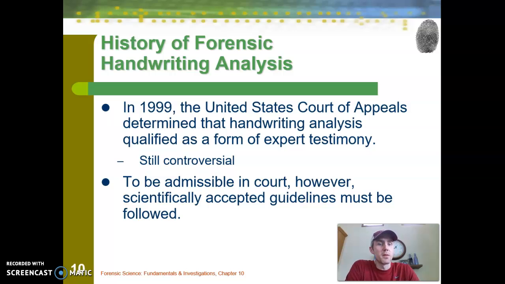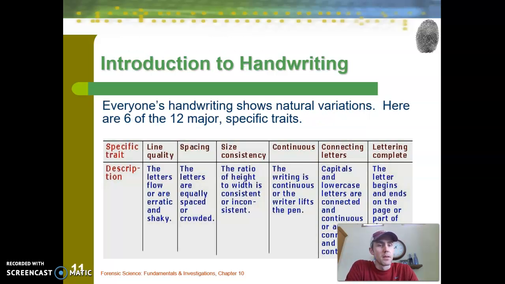In the United States, you can use handwriting as expert testimony, although this is still controversial. It is admissible in court. However, you must follow some very specific scientific guidelines that we're going to talk about next. So there are 12 traits that we're going to focus on. These traits are going to be best when you look at them in examples from your textbook. In your textbook on page 280 are demonstrations or examples of each of these. We'll be going through more of these in person and as we complete a few of our own handwriting analyses.